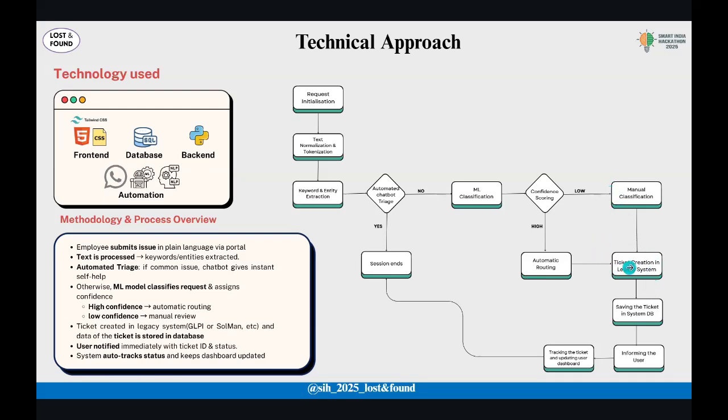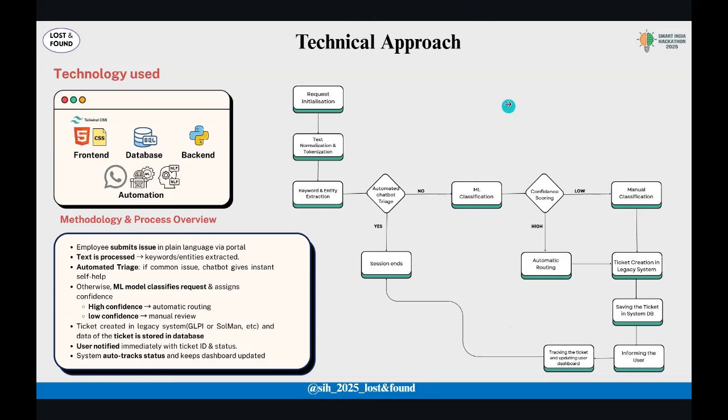Next, a ticket is created. It is given a proper ID, it is logged in the system database, and at the same time, the employee is immediately informed. And down there, we have continuous tracking. The system keeps updating the employee dashboard so that they always know the current status, whether the ticket is being processed, waiting on a technician, or if it has already been resolved. It's visible the whole time. So this is the whole workflow from the start to the finish. Every request follows one of these paths: instant solution, automatic routing, or manual review. Simple, clear, and consistent.